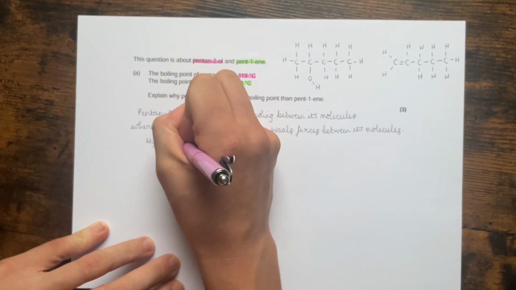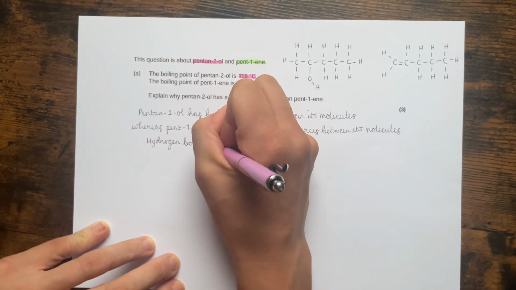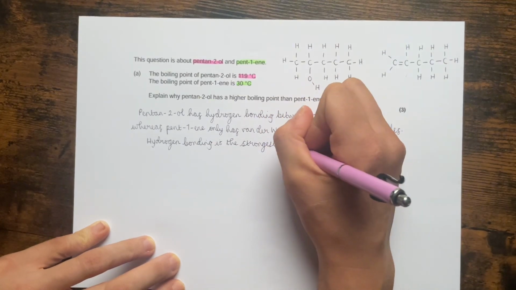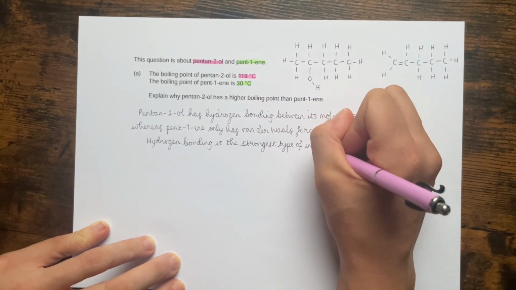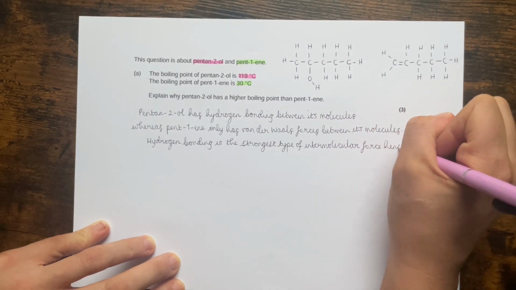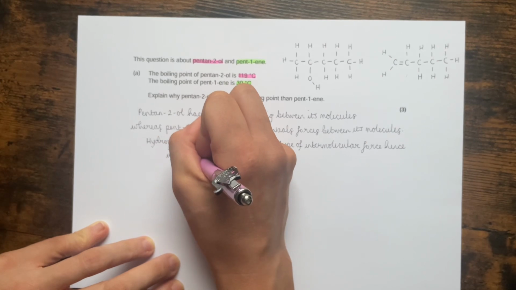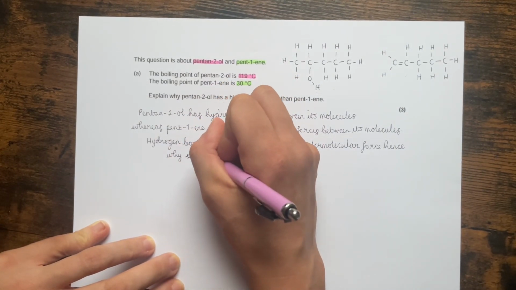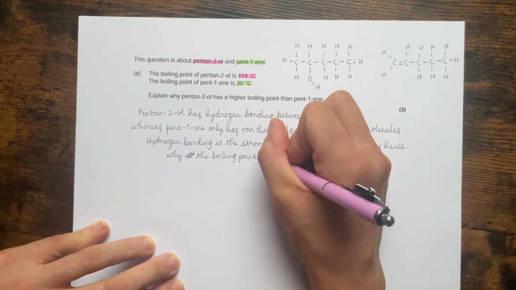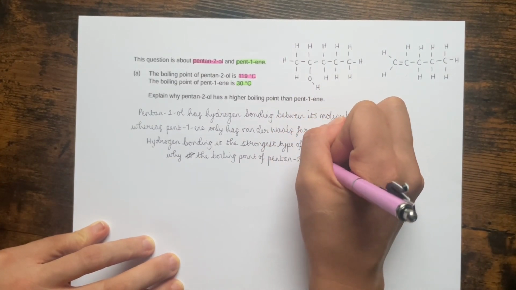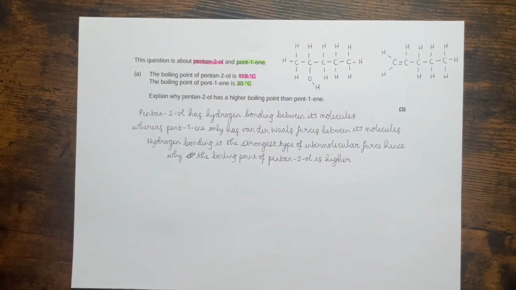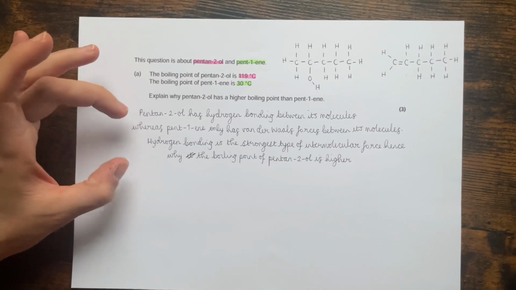So hydrogen bonding is the strongest type of intermolecular force, hence why the boiling point of pentan-2-ol is higher. Job done.